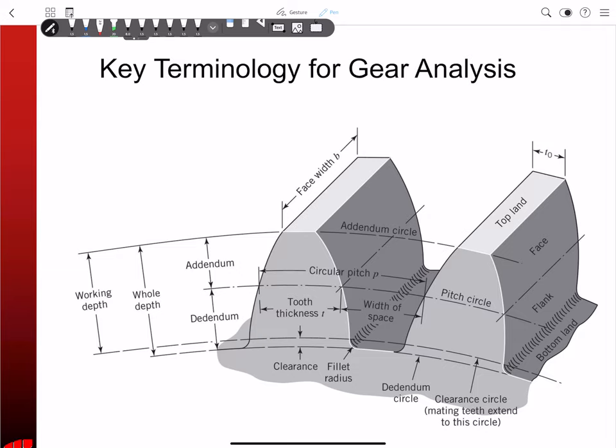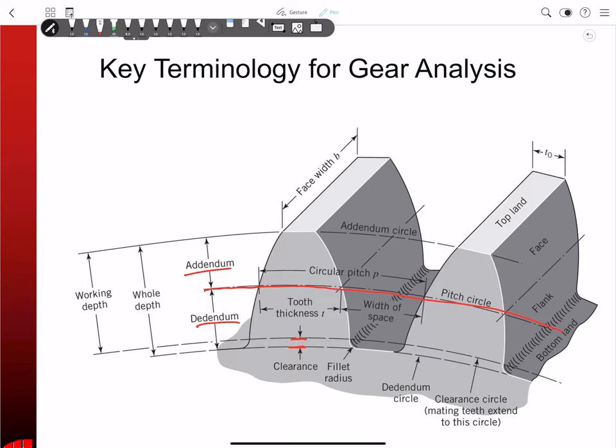Here's another picture of the same thing. Again, here's our pitch circle. That's really the most important one. That's where we assume that the gears are tangent to each other. In reality, the tip of the tooth engages first, and then it goes down to the root. There's the addendum right here. That's how far the teeth go above the pitch circle. The dedendum is how far the teeth go below the pitch circle. Of course, there's a little extra here, the clearance, because we don't want the tip of the tooth to gouge out the base down there, the bottom land.